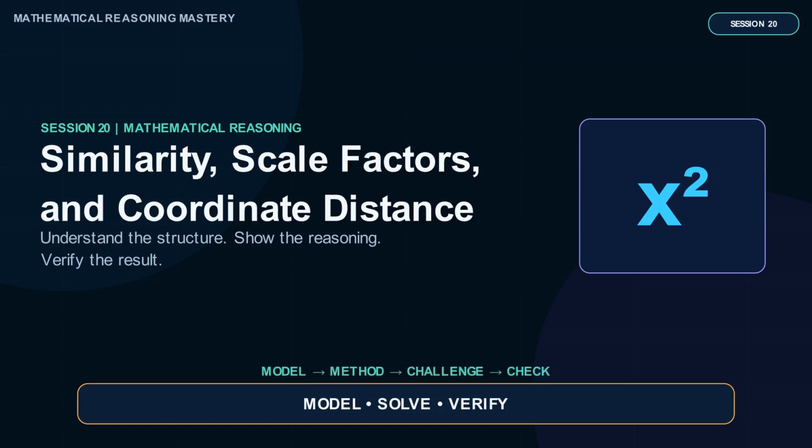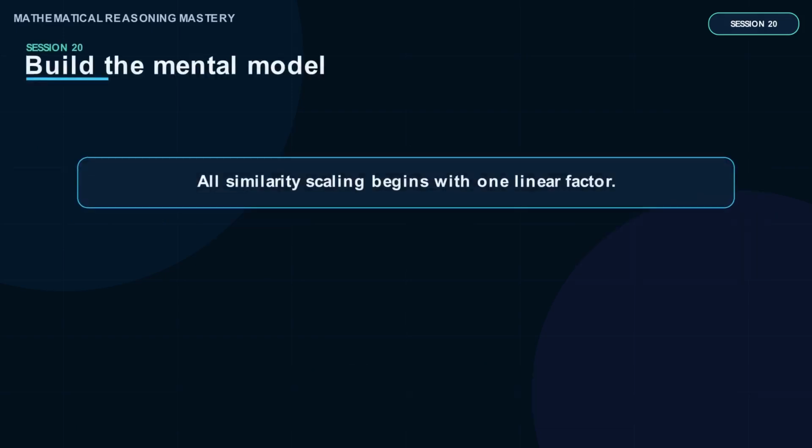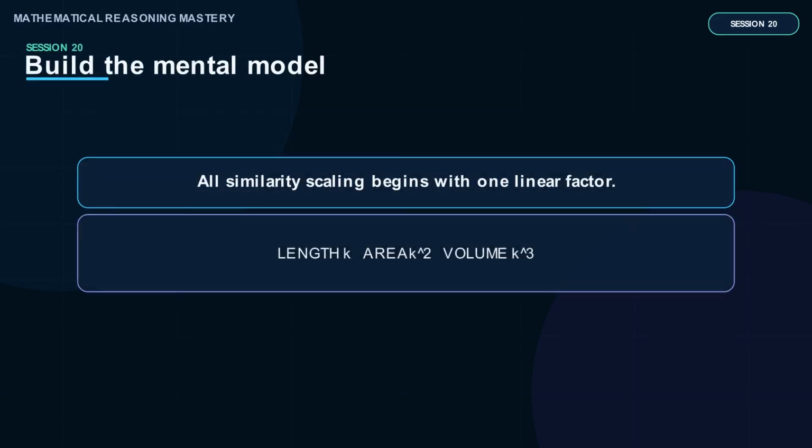Keep a pencil ready. We will build a mental model, use a repeatable method, solve a demanding example, diagnose an error, and finish with an independent checkpoint. Start with this principle. All similarity scaling begins with one linear factor. Use this visual structure. Length, k. Area, k squared. Volume, k cubed. Read every symbol and label before calculating.